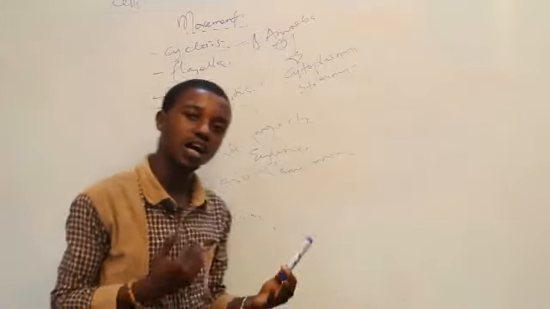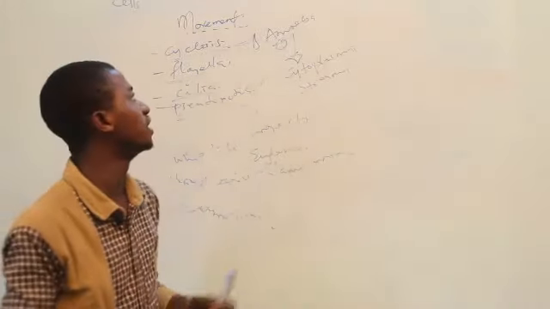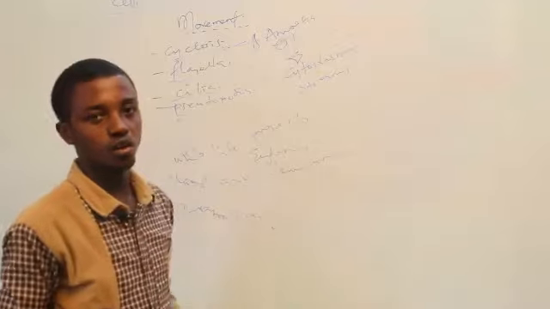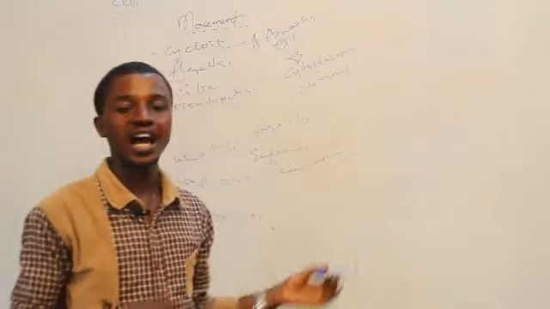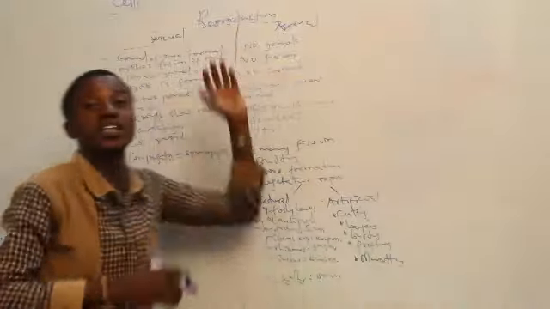And so now we're going to quickly travel and look at reproduction. We're going to be looking at the types of reproduction and their various forms. So now we'll be looking at reproduction.